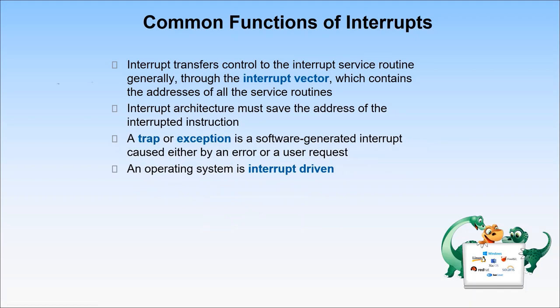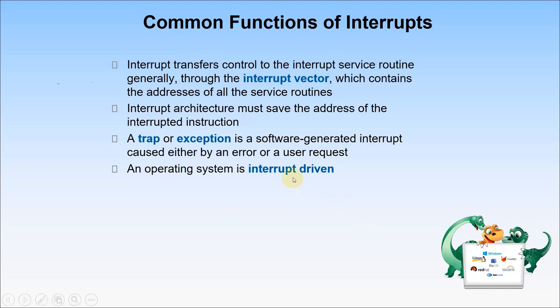Common functions of interrupt. An interrupt transfers control to the interrupt service routine, generally through the interrupt vector, which contains the address of all the service routines. The interrupt architecture must save the address of the interrupted instruction. A trap or exception is a software-generated interrupt caused either by an error or a user request. So an operating system is interrupt driven.